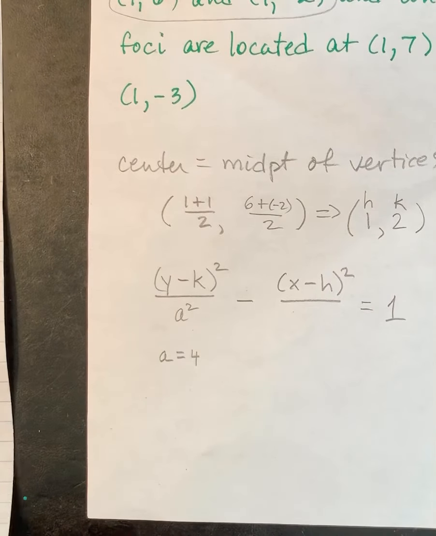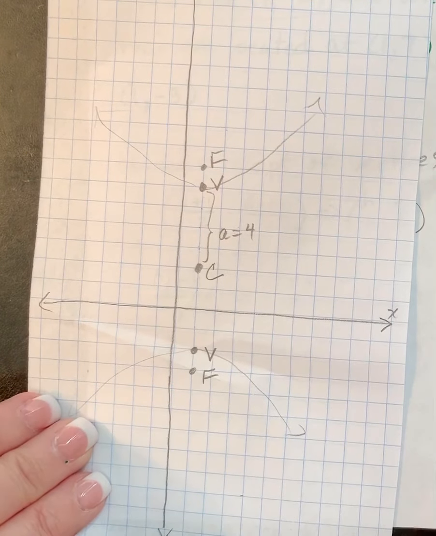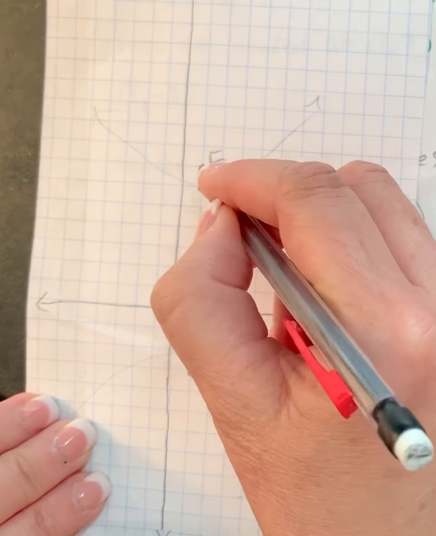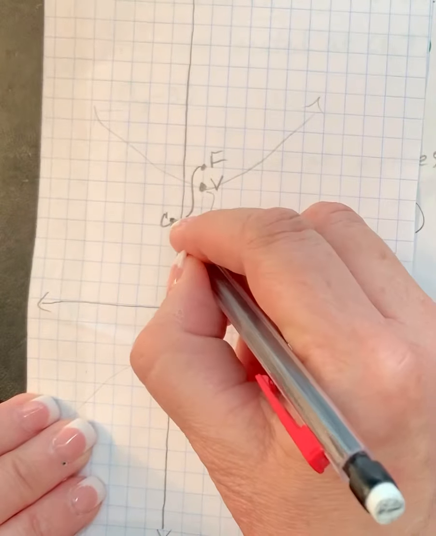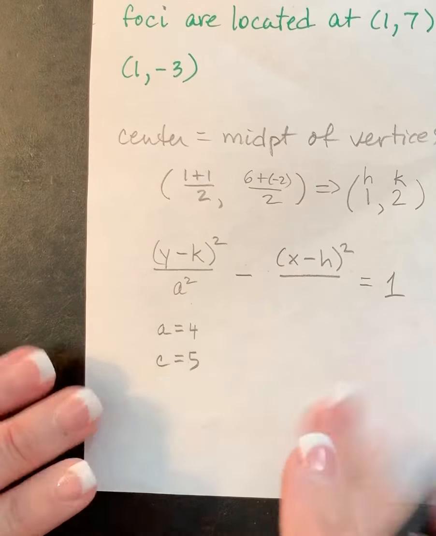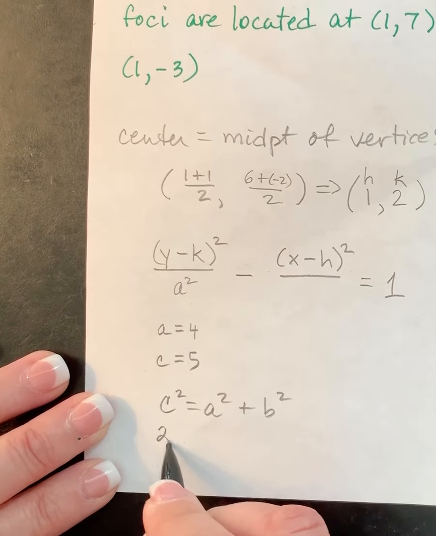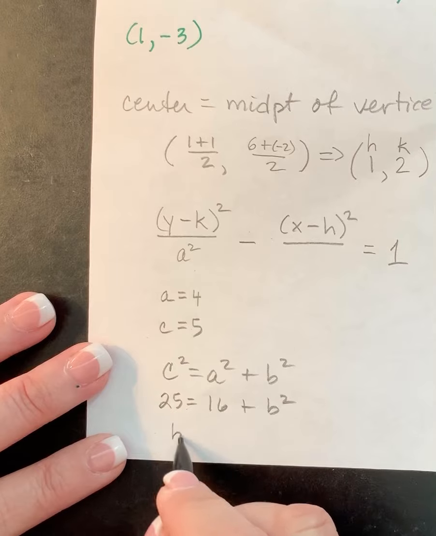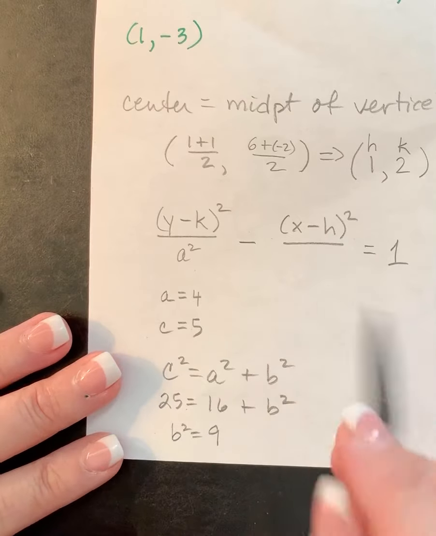And then b is not as direct on here. So what you could do is use c. C is the distance from the center to a focus. You can see in this one, it's one more space than a, so c works out to be 5. We have the rule for hyperbolas that c squared equals a squared plus b squared. So 25 is equal to 16 plus b squared. If you solve that out, you get b squared is equal to 9, or b is equal to 3. But actually, we only need b squared for our equation.